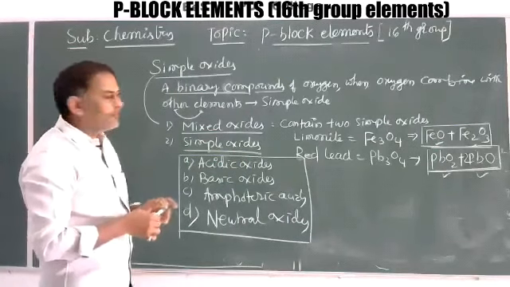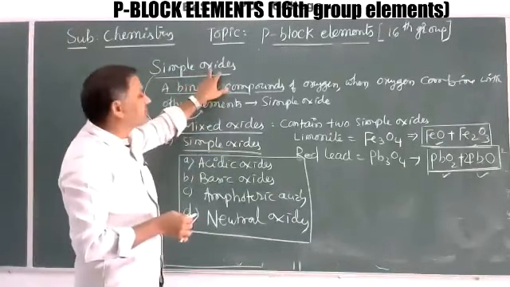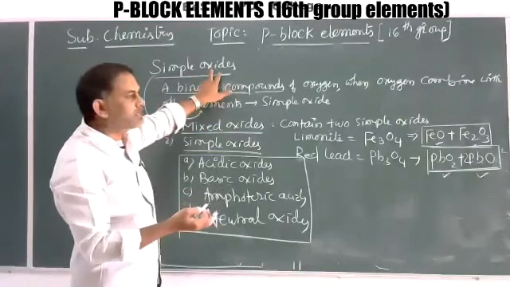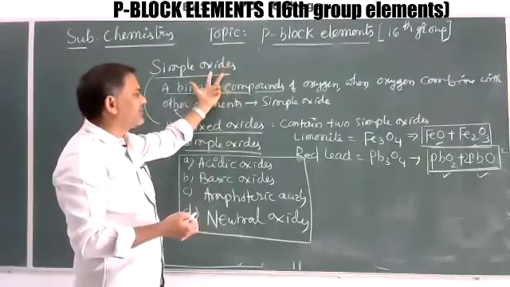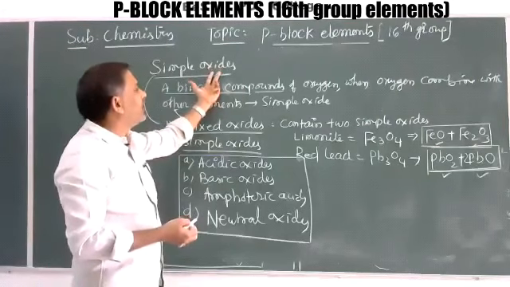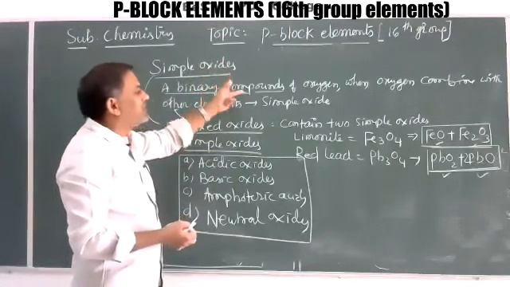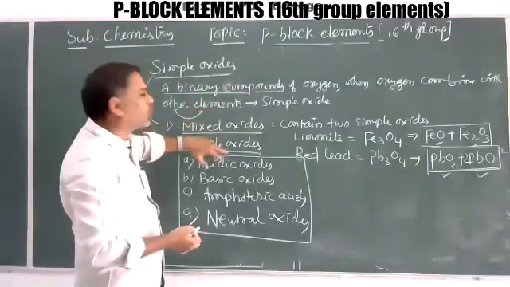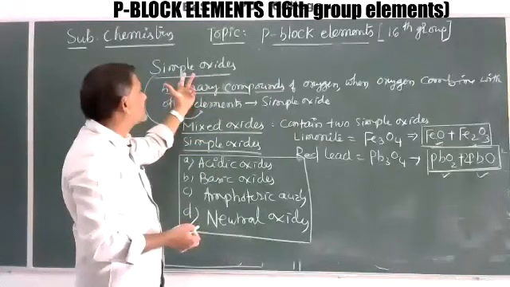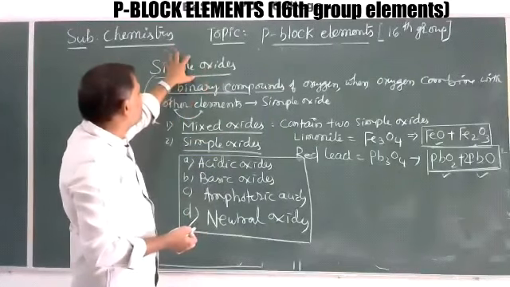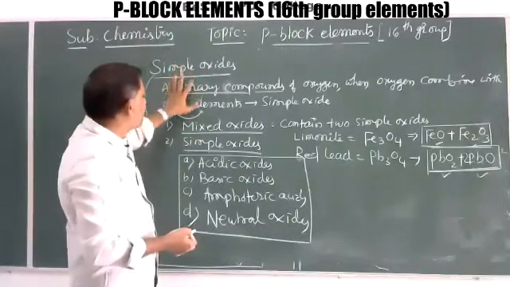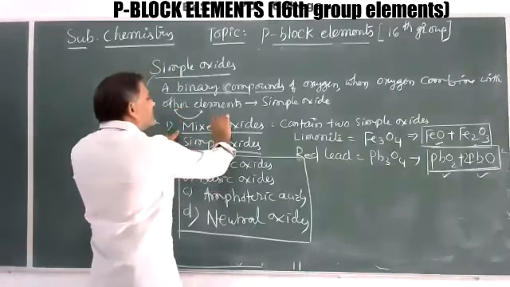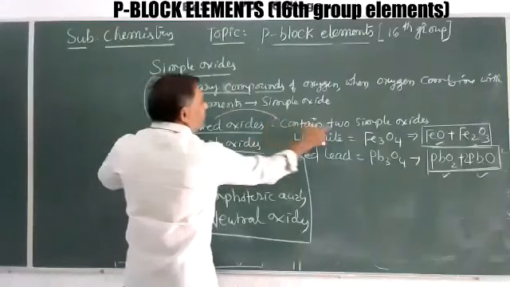Okay, first, oxides. When oxygen combines with other groups of elements, it gives the corresponding oxides. That oxide may contain two elements: one is oxygen and the other is another element, either from the same or a different group. They are called simple oxides. Mainly, mixed and simple oxides are there. The mixed oxides contain two simple oxides.